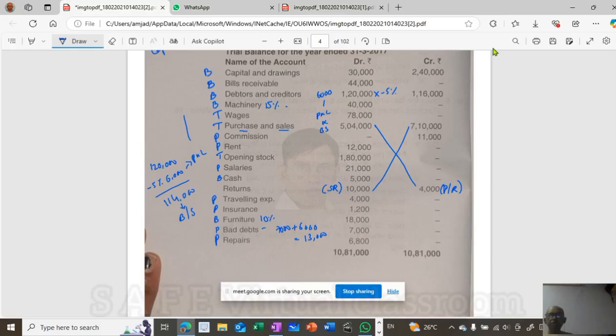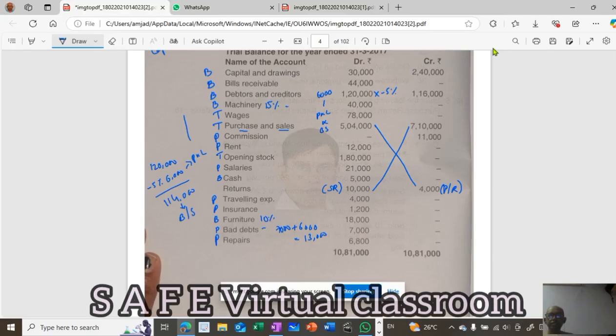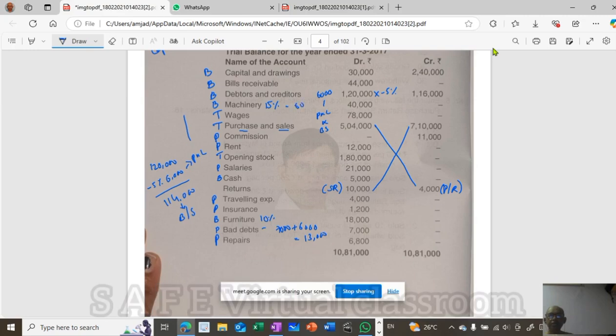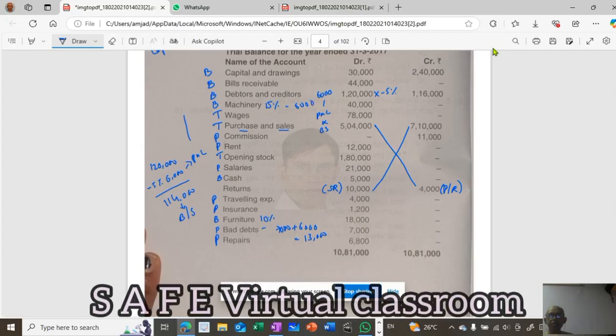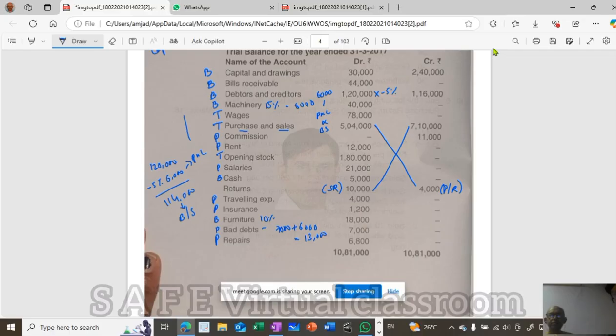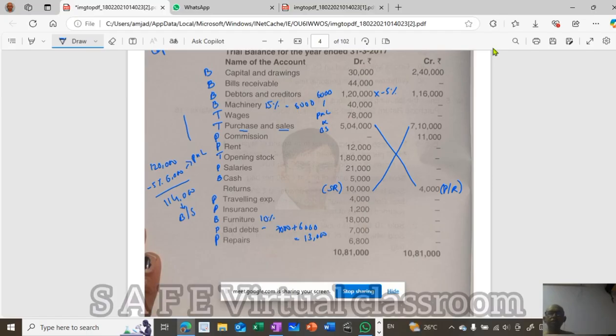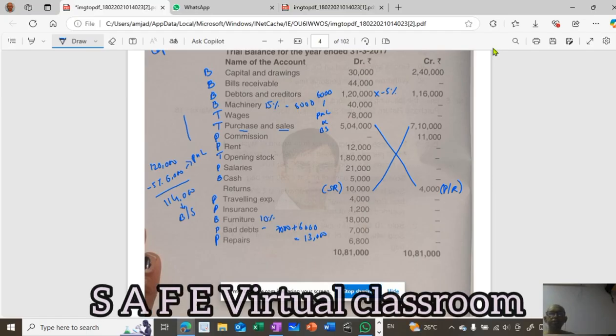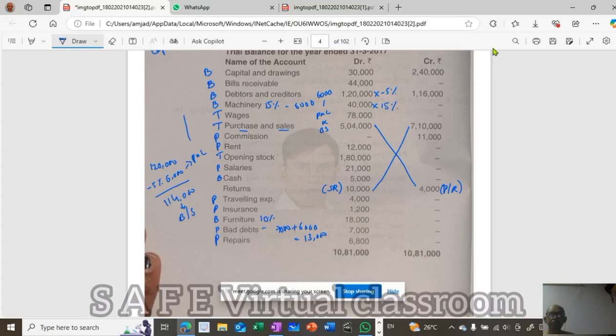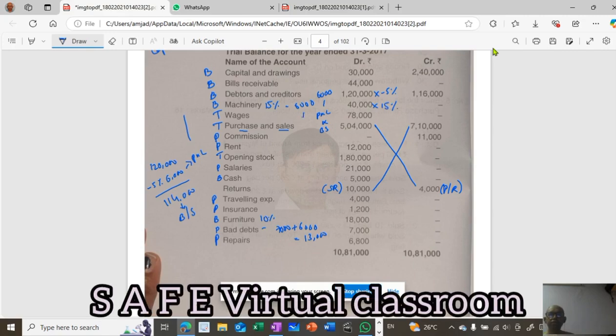40,000's 15% will be 6,000. Just calculate and see. First you calculate 40,000 into 15%. That is 6,000. So this 6,000 will go to profit and loss.